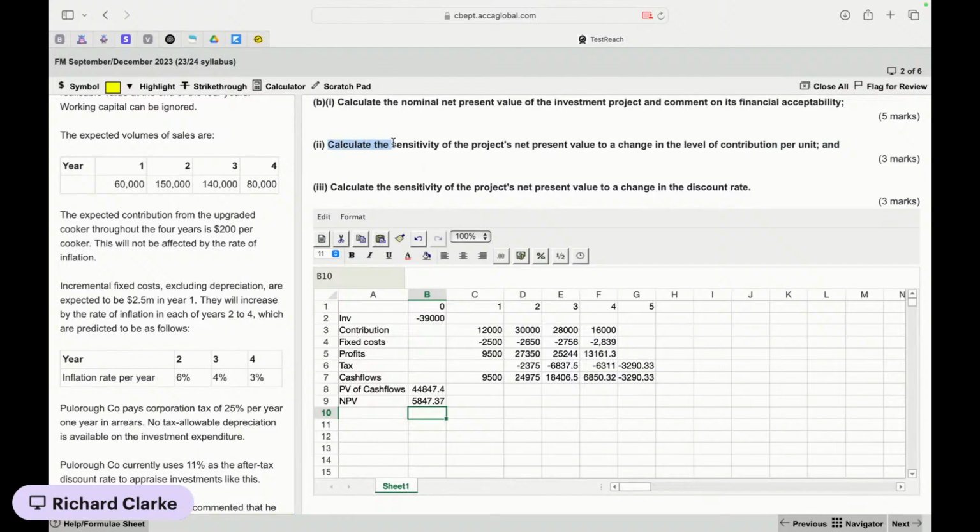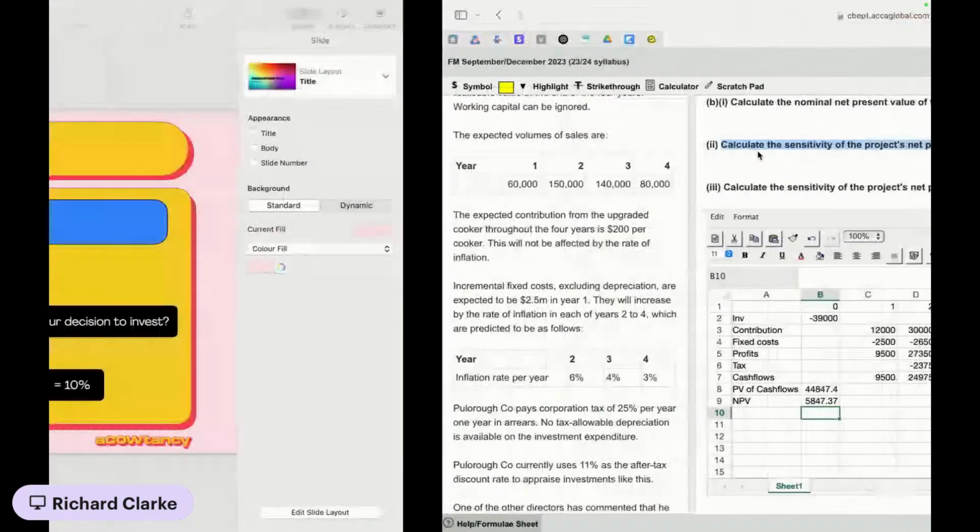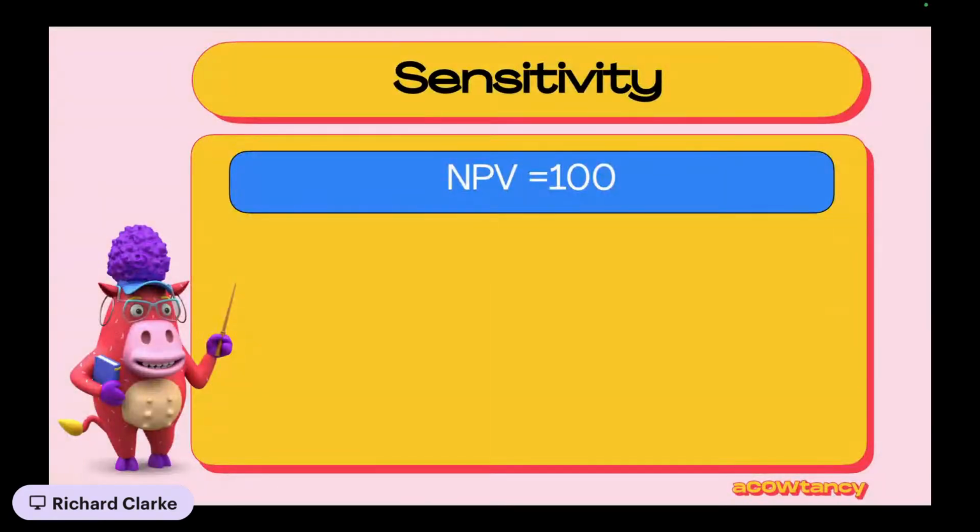Second thing said, right, calculate the sensitivity of that net present value to a change in the level of contribution per unit. So to a change in the level of contribution. Okay. Right. Because we'll talk about sensitivity here, if NPV is 100, would you invest? Hopefully you're telling me, yes, I would invest because it's a positive NPV. And do you agree that in that NPV would be some sales? Let's say those sales were 1,000, but we would invest.